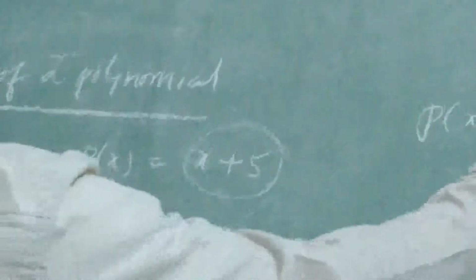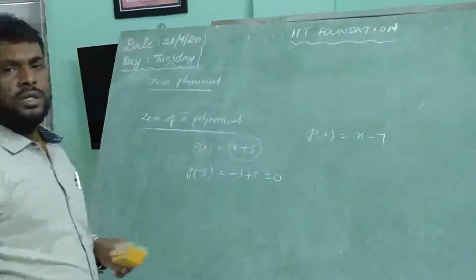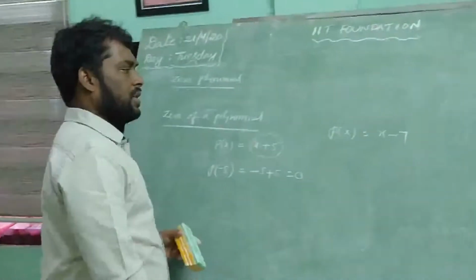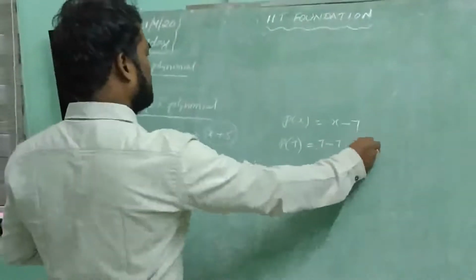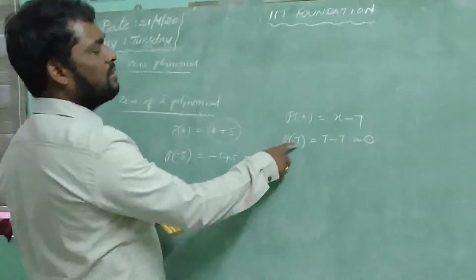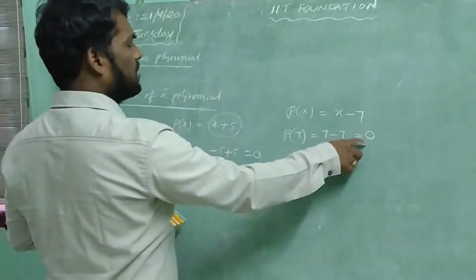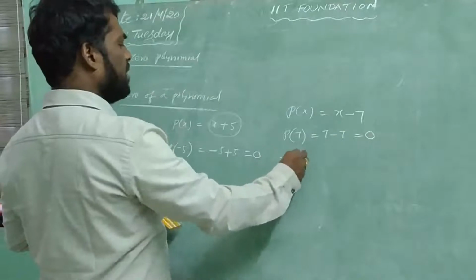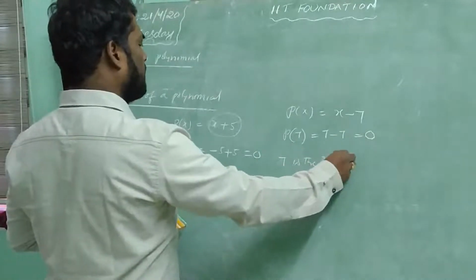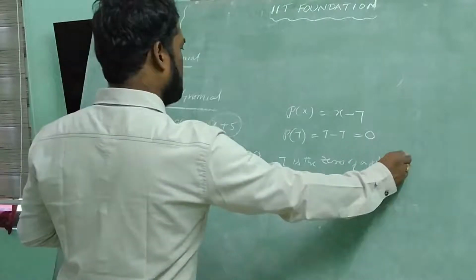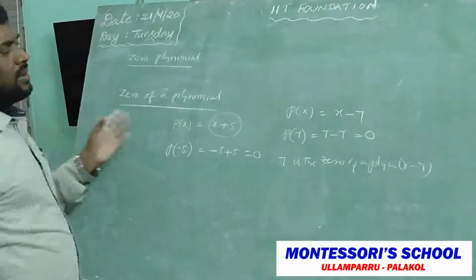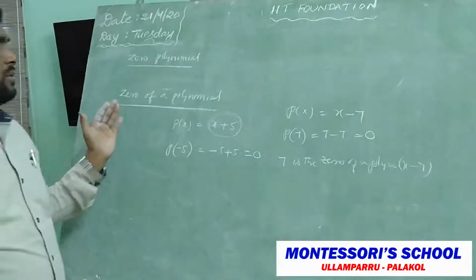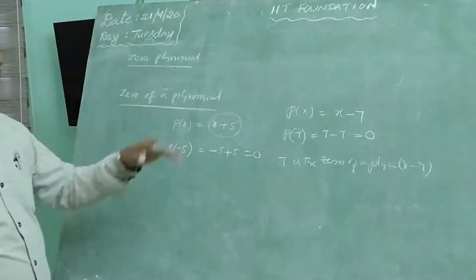One more example I am giving. One more polynomial, p of x is equal to x minus 7. What is its zero? If we replace x is equal to 7, then you get 7 minus 7 is equal to 0. So if x is equal to 7, the value of the polynomial becomes 0. Therefore, 7 is the zero of the polynomial x minus 7. Okay, so like this small problems are very easy to identify the zero of a polynomial.